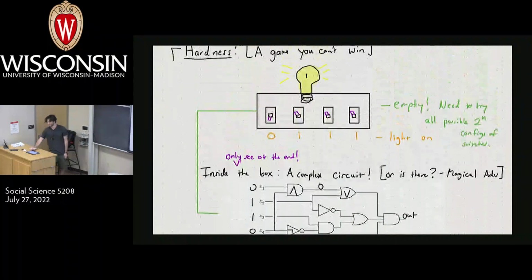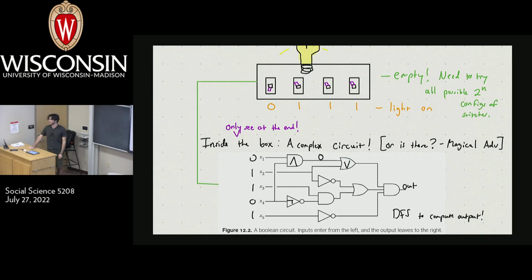So any questions on this setup here? Is it clear why this problem is hard? Why you have to try everything? Yes? The circuit has five inputs versus the actual switches being 4. Yeah, no, I just drew it that way. If it helps, I'll fix it.